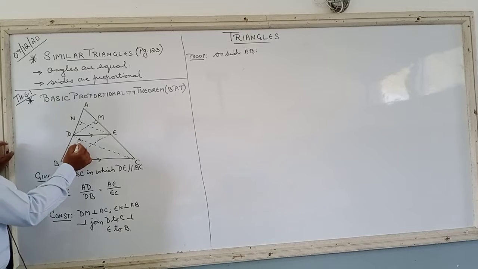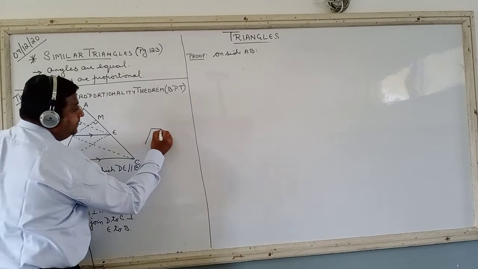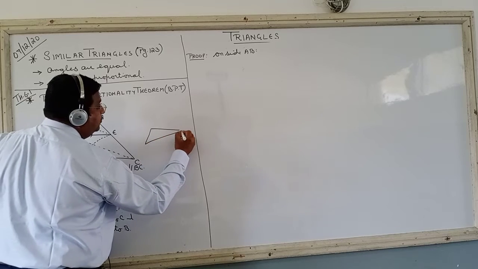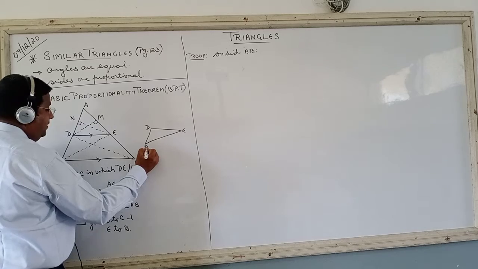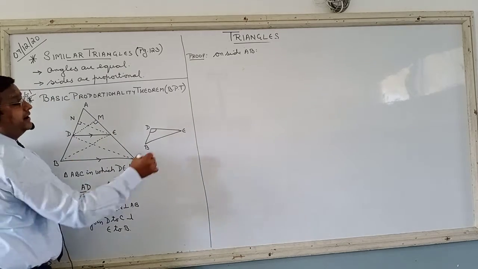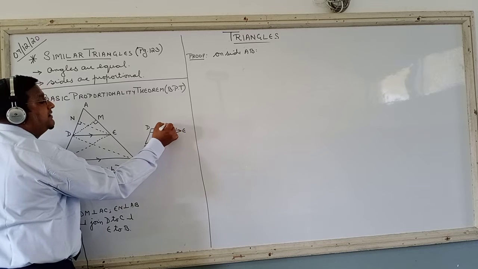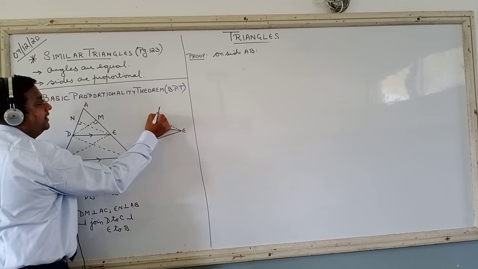This is an obtuse angle triangle. I am drawing the figure for you. This is D, E, and B. This is an obtuse angle triangle, and in an obtuse angle triangle, the perpendicular always lies outside the triangle. You must have been taught in lower classes.